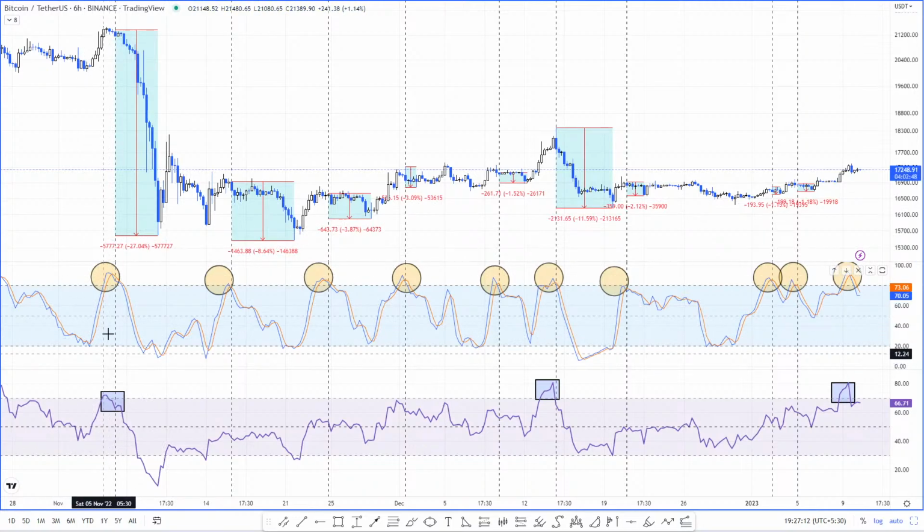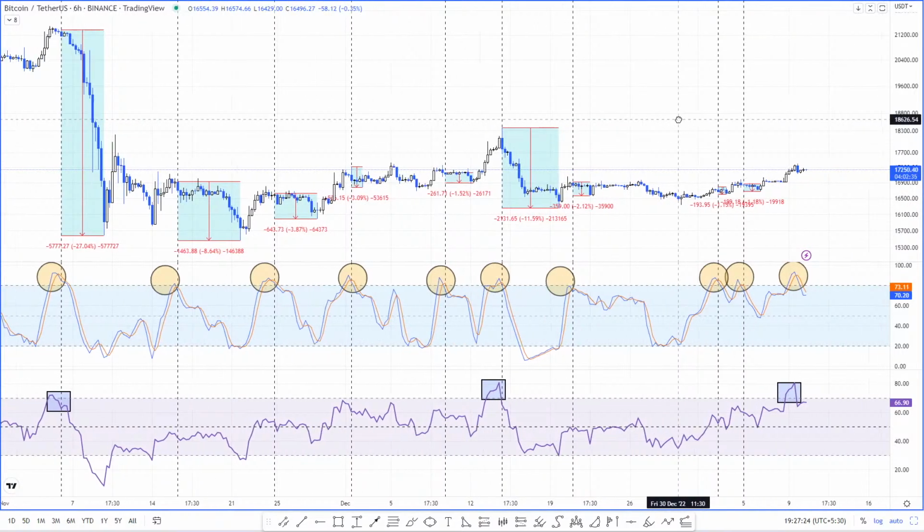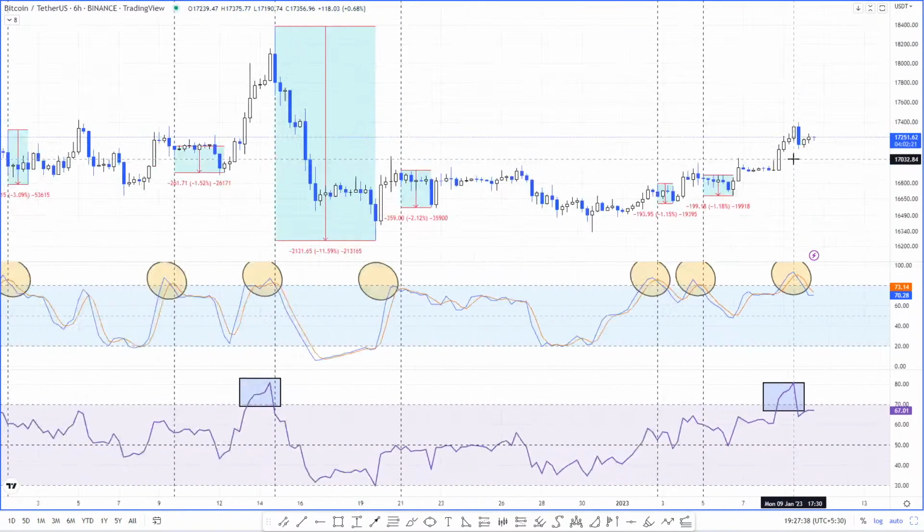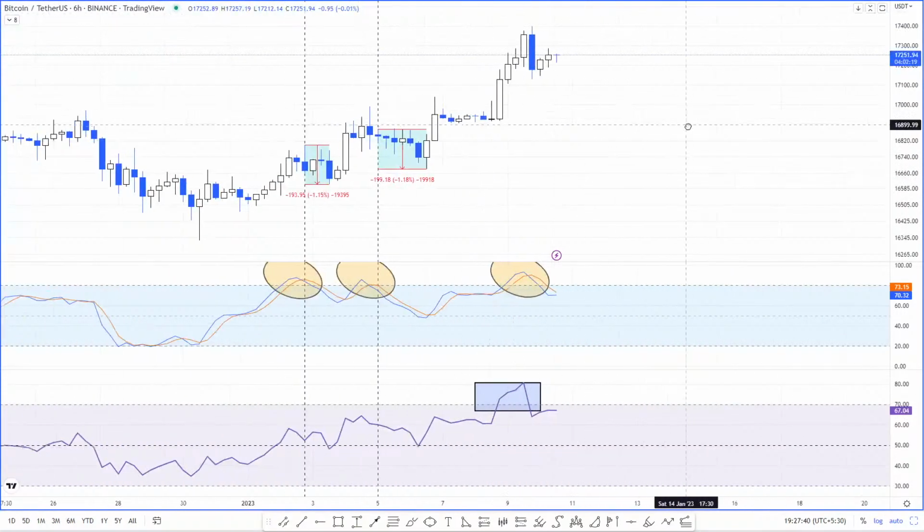The first time it happened was on 6 November, when Bitcoin price dropped roughly 27%, and the second time was in mid December, where Bitcoin price dropped roughly 11%. And right now we have a similar situation on our hands, where we're seeing RSI overbought, stochastic overbought plus a bearish crossover. So it has played out pretty well here on a 6-hour time frame.